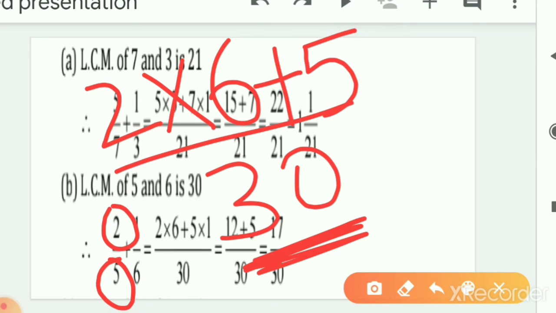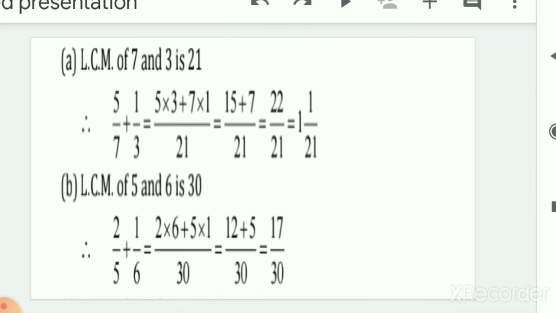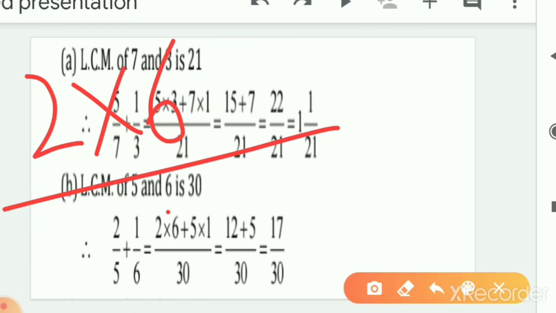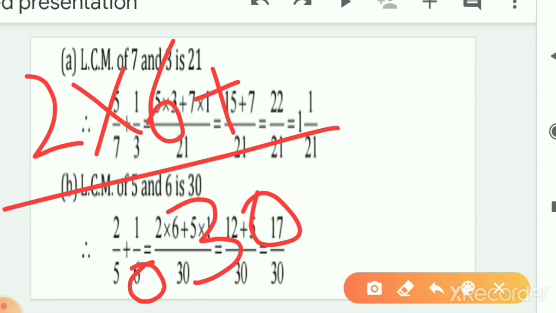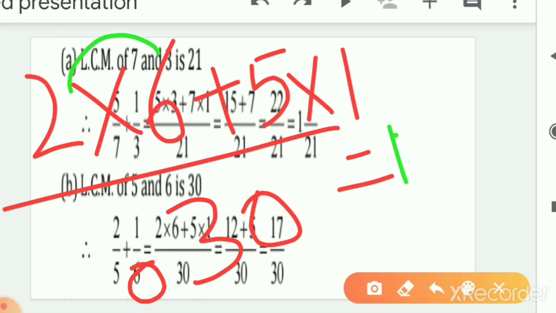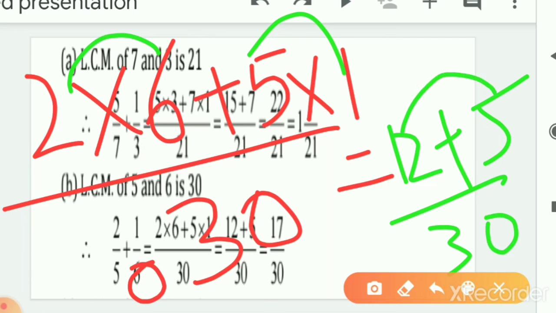Which number is given upside? It will be 2 multiply 6 and it will be 30 here. Then plus, in the table of 6, 30 comes how many times? 5 times. So 5 will be multiplied with the numerator, right? So now add the numbers. 2 6 ja 12 plus 5 1 ja 5 upon 30. So 12 plus 5 is 17. 17 upon 30 is our answer.